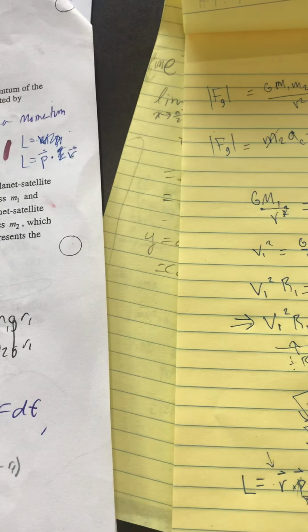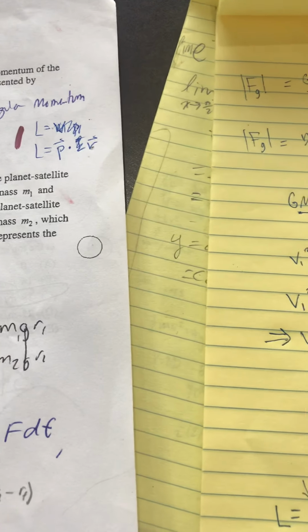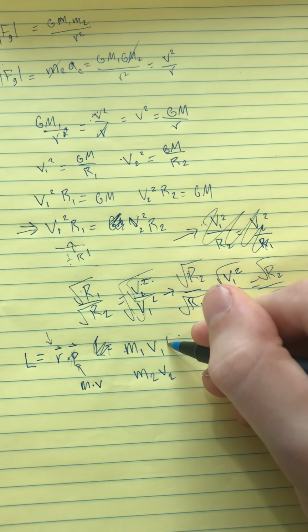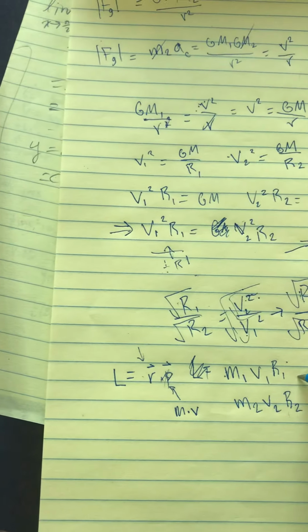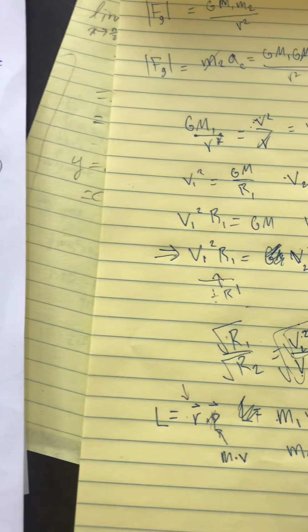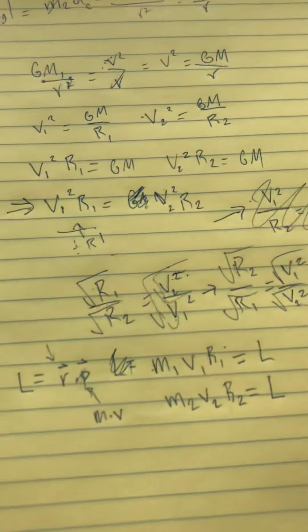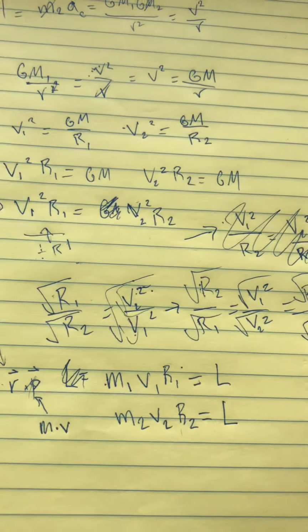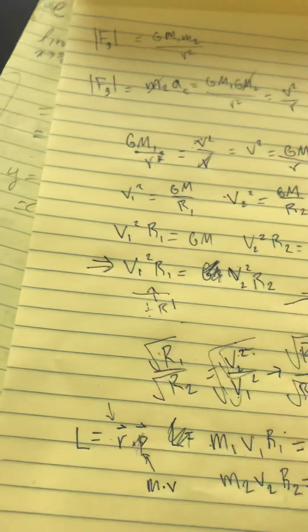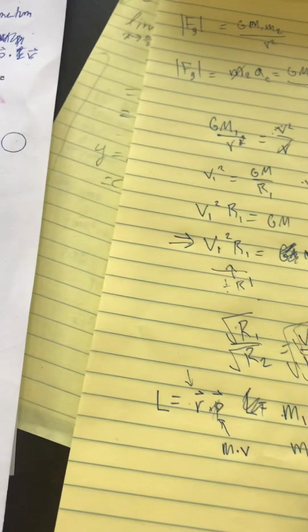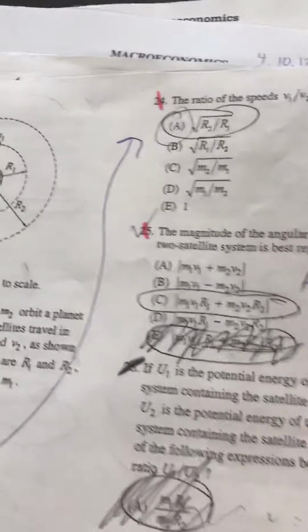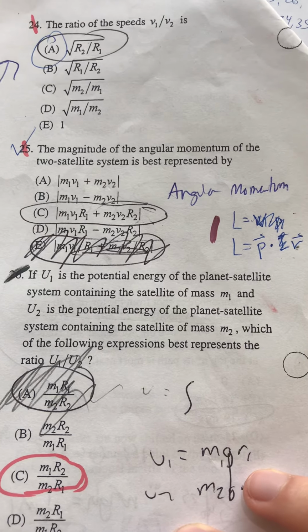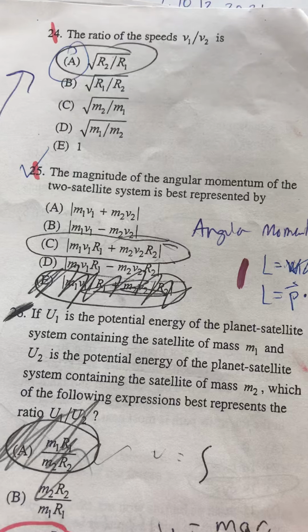We can write L equals here, r1 and r2. So we can write that equals L and equals L. So that is for m1, here's our linear momentum, and for the outside orbiting planet here is r2. So now what we're going to do is look and see that the problem asks specifically for the magnitude of angular momentum.